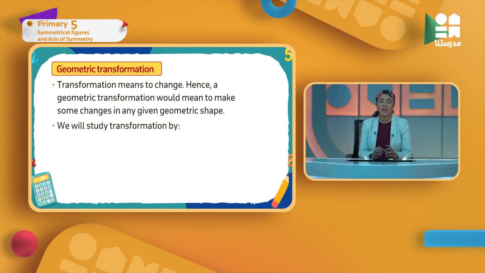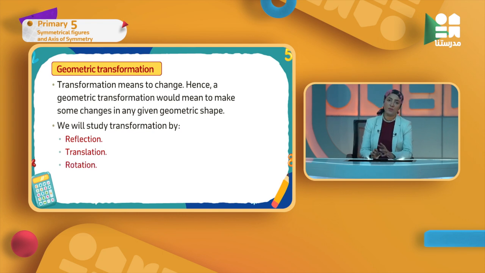طيب بغيرهم أو بغير أماكنهم إزاي؟ I have 3 ways that I'm going to study transformation through. إحنا قلنا إنه في reflection، في translation and rotation. إحنا will go very fast through the 3 ideas, and after that we will practice on getting an image of a shape using reflection.